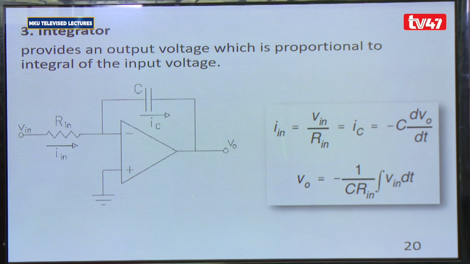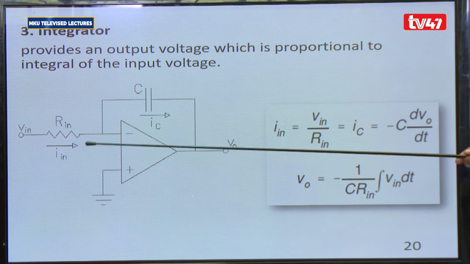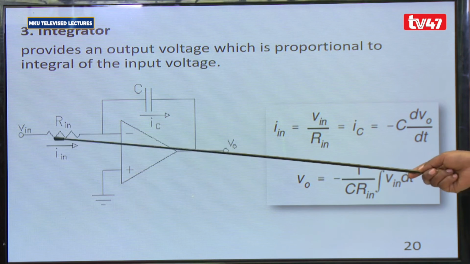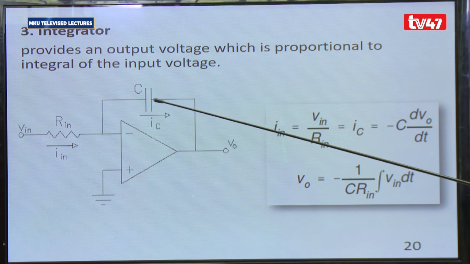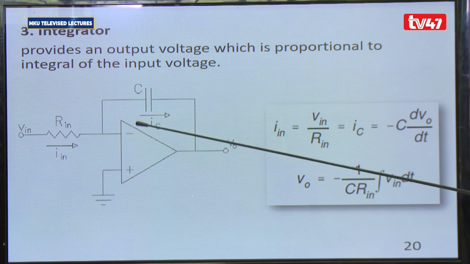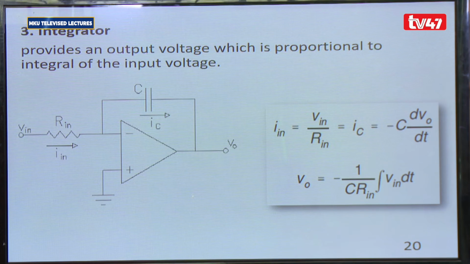Another application is the integrator, and an integrator is the one that provides an output which is proportional to the integral of the input voltage. So with the integrator, this is the circuit diagram. Here we have a resistor, and at the feedback we have a capacitor instead of a resistor. Remember we said that you can configure using resistors, capacitors, or even both to suit a particular application. So for an integrator, you have a capacitor.